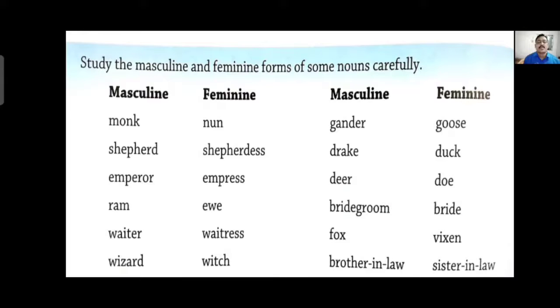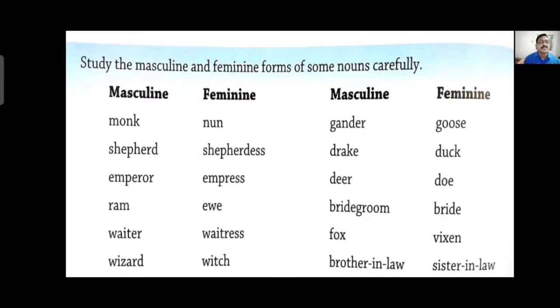Ram, a type of goat, male. Female goat is called ewe. Waiter, who serves food in the hotel, male. Female waiter will be waitress. Wizard, magician, male. Female will be witch. Gander, bird. Female will be goose. Drake, also a bird. Female will be duck.